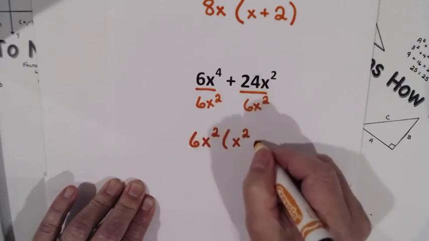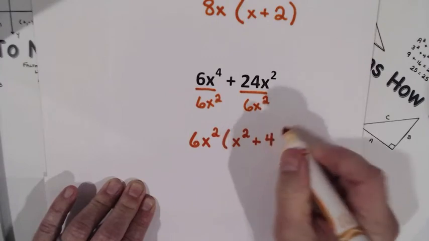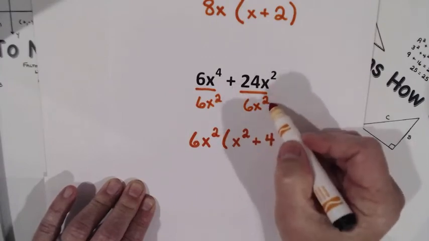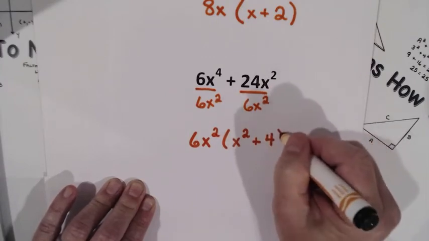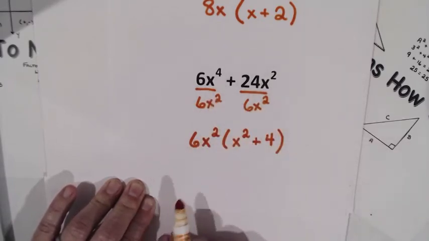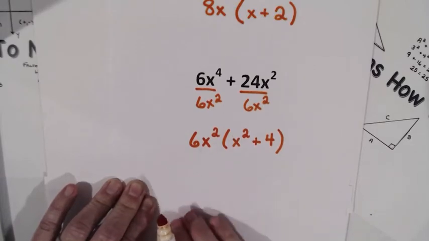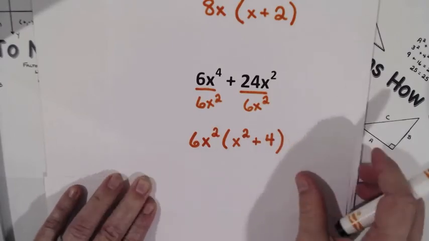This one right here, 24 divided by 6 is 4. 2 minus 2 is 0. I have no x's left over. So that's what it looks like when you have more than one variable that you can pull out on the outside as part of your greatest common factor. Let's look at another example like this one.